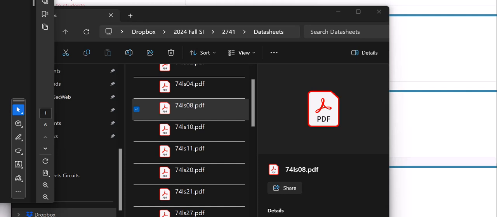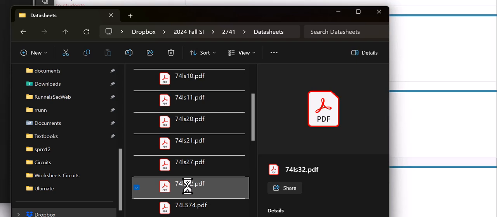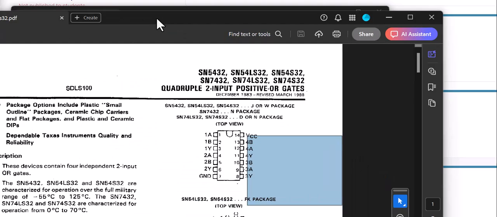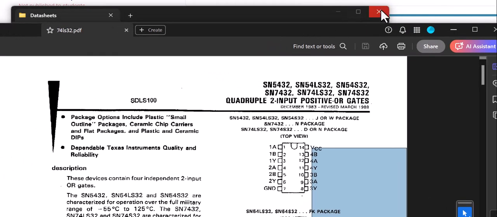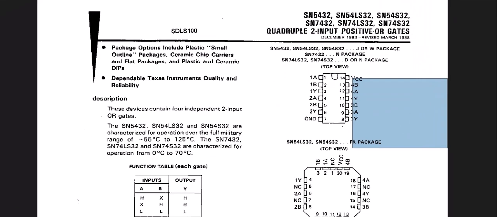But I wanted to do the 32. And you'll see that I'm doing the quadruple 2 input positive OR gate. So not that different. So for mine, the answer to the first question is that this is a quadruple 2 input positive OR gate. All right, so let's see.